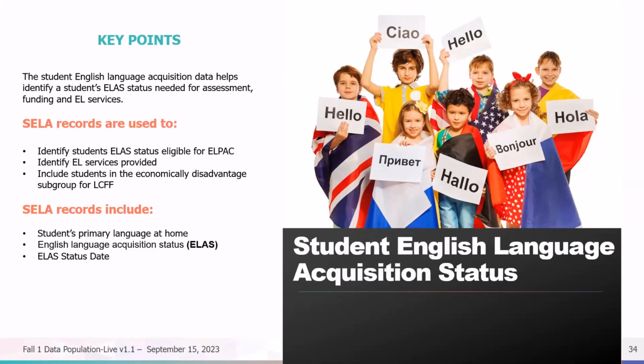The SELA file type identifies the student English language acquisition status for all students, not just English learners, in order to determine assessment funding, and English learner services necessary. SELA records identify eligibility for the LPAC, English language acquisition status, whether TBD, English only, IFEP, EL, RFEP, or ADEL, along with the initial status date, and are used to include students in the socioeconomically disadvantaged subgroup for the LCFF.